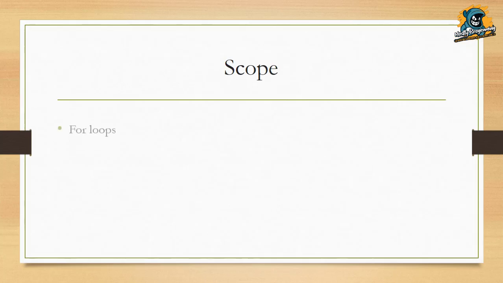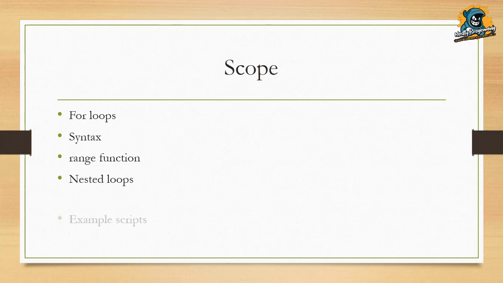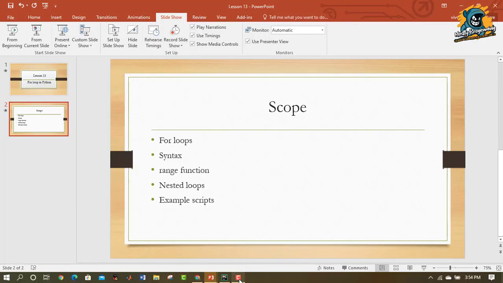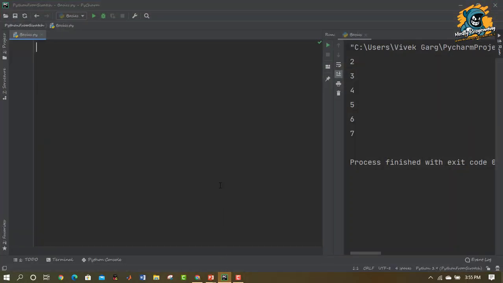The scope of today's lesson is we are going to discuss for loops or a looping journey, the syntax for a for loop, the range function, nested loops, and some example scripts written in Python. Let's go to PyCharm and see how a loop works. But before that, I must tell you what a for loop is. A for loop basically iterates over a sequence of values.